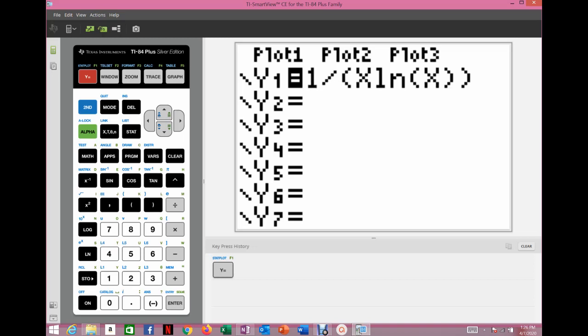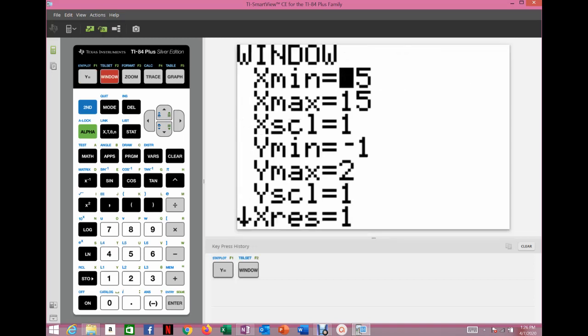Then I changed my window, and I'm going to go to window to show you, just so that I could see the picture a little better. I adjusted my window from a standard window. Remember, standard window is 10 by 10. I made my x minimum -5, my x maximum 15. I left my scales alone. I put my y minimum -1 and my y max 2, because everything kind of happens close to the axes. This is going to allow me to see it a little better.